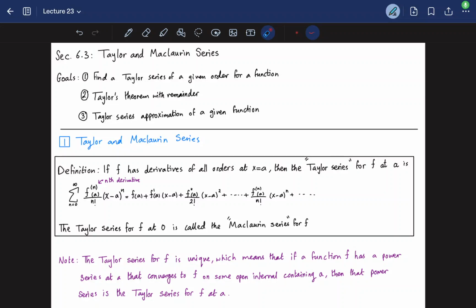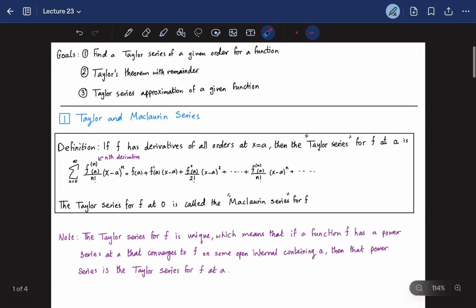In today's video, we're going to talk about a special kind of power series called the Taylor and Maclaurin series. So let's see what a Taylor series looks like. If we have a function f with all of its derivatives existing at a value x equals a, I can define the Taylor series to be of this form.